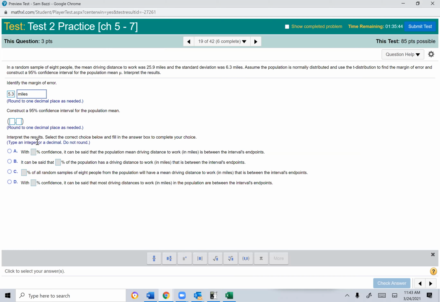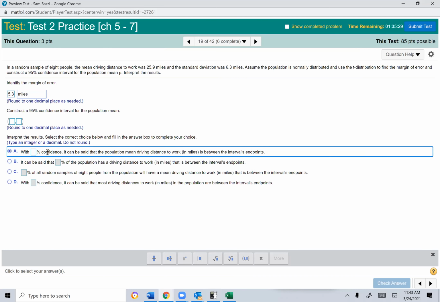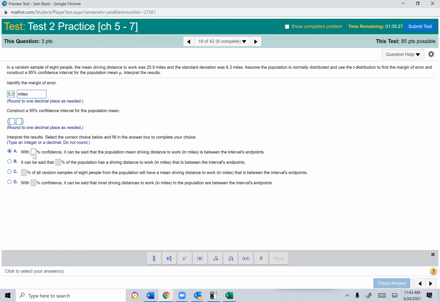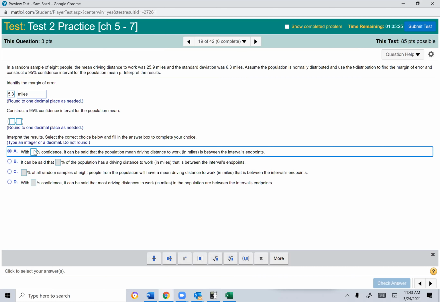Interpret the results. Select the correct choice below. With 95% confidence, we can say that the population mean driving distance to work is between the interval endpoints. So that would be the correct answer. And put 95. It doesn't make you write them down again. He says the endpoints. That's good enough.